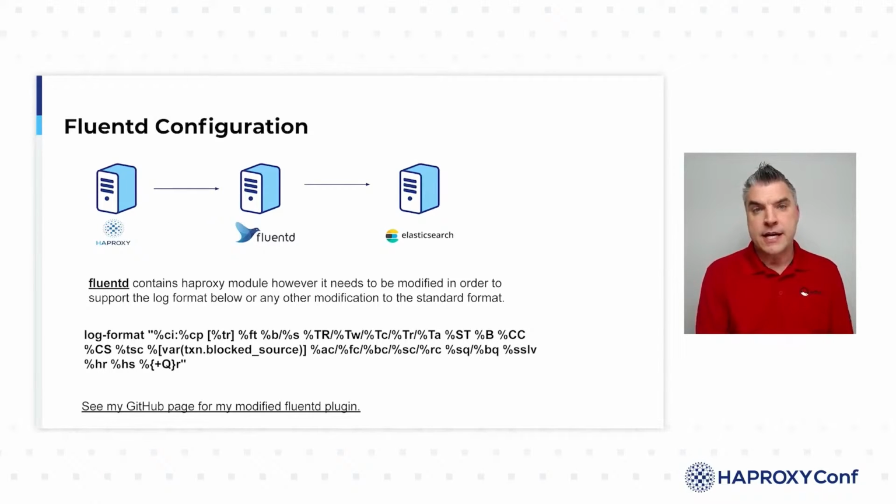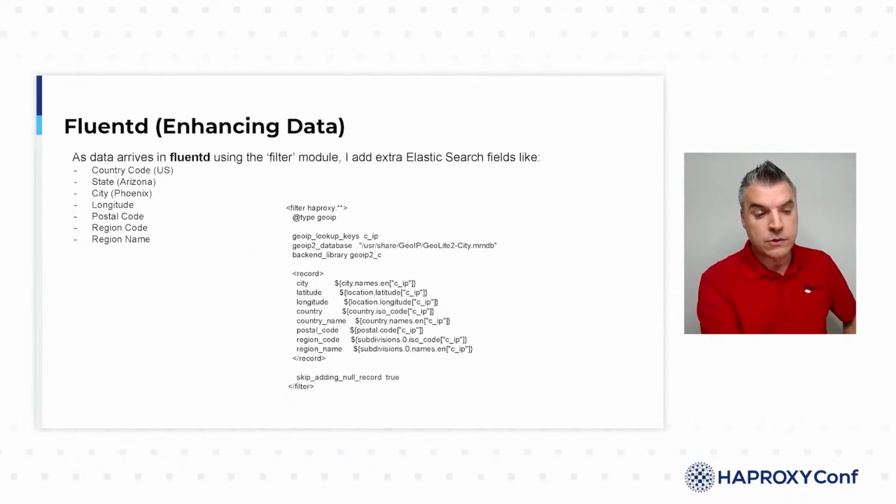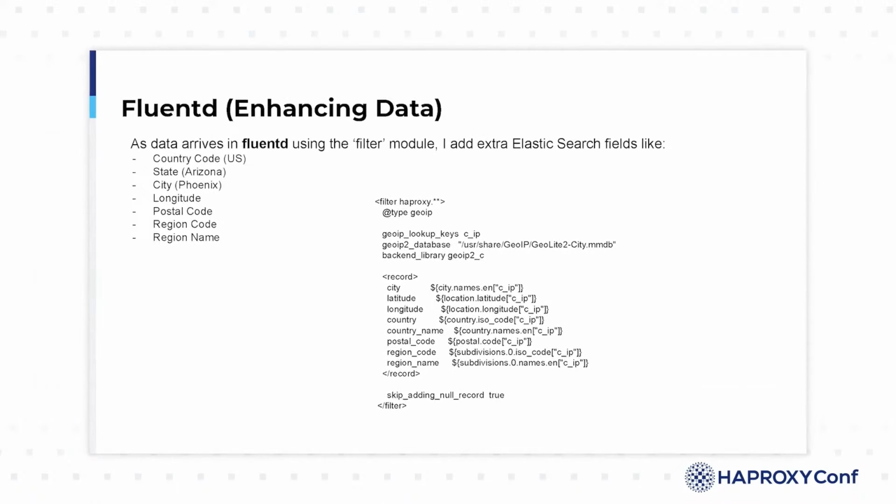On my GitHub page, I have all the examples of my FluentD configuration, as well as the HAProxy plugin that I've modified to allow it to take my new HAProxy log format and send it off to Elasticsearch. You can see here in this slide the current log format that I'm using within my HAProxy Enterprise. And then you can also see my modified plugin. And the cool thing about FluentD is that as each web request gets ingested, it actually enhances the data of the request coming in.